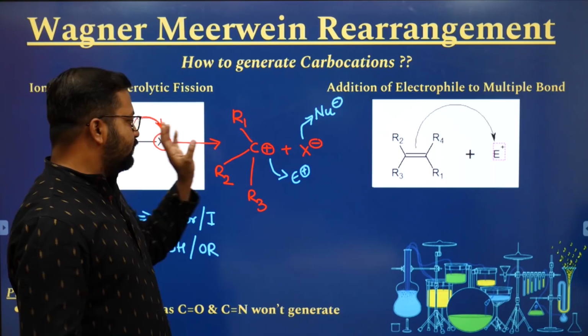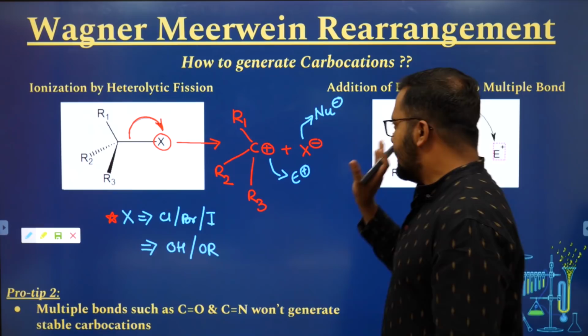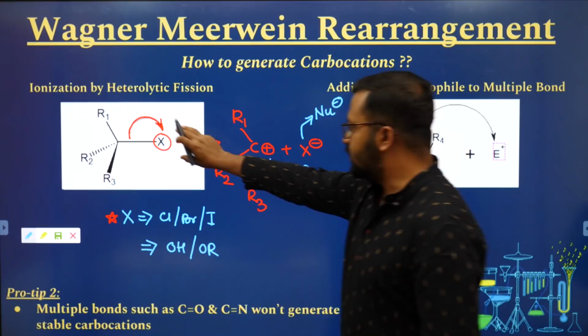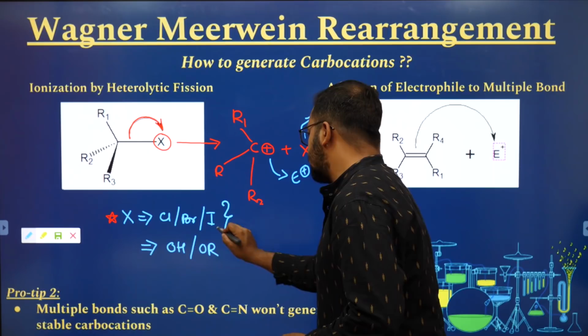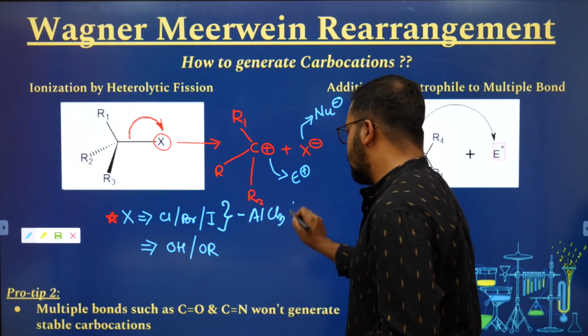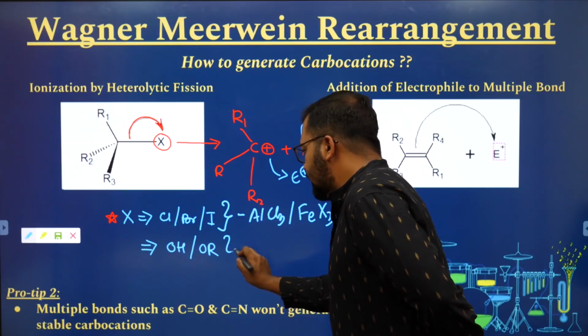So, as I had always told you, a bond does not break on its own. There must be an impulse. The impulse is some species that facilitates the removal of this X group. The entities which facilitate the removal of X depend on the nature of X. The groups can be AlCl3 or FeX3, where X can be halogen, or FeX2. If we want to remove them, then I need H+ or any Lewis acid.